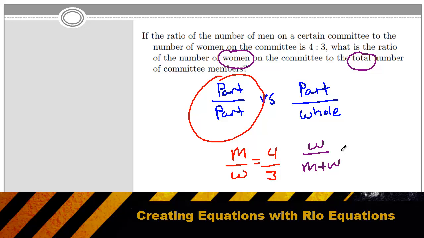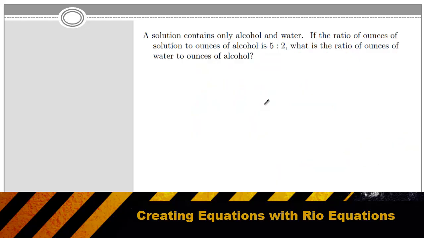To find our total in the group, we simply add our subsets. So the ratio of the women over the men plus the women will simply be our women, which is 3, over our men, which is 4, plus our women, which is 3, or 3 over 7.